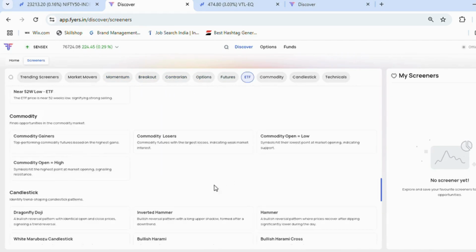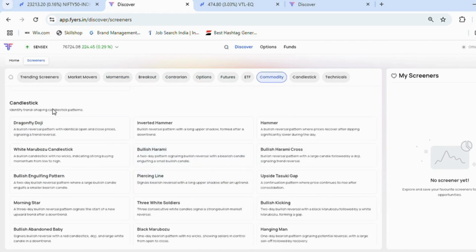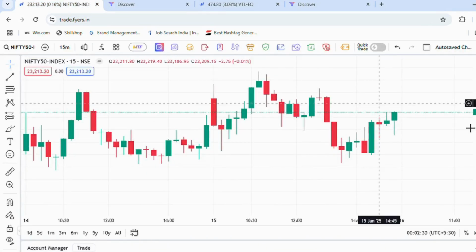Here, if you look at the end, there is a candlestick pattern screen. Here they identify the trend candlestick patterns, and in the candlestick screen, the best options are the bullish engulfing pattern and the morning star. Always use tools like moving averages, RSI, and Bollinger Bands to confirm the potential breakout zones, and always check the volume of the stocks you're going to trade. All of these are available in FYERS when you open the stock chart.